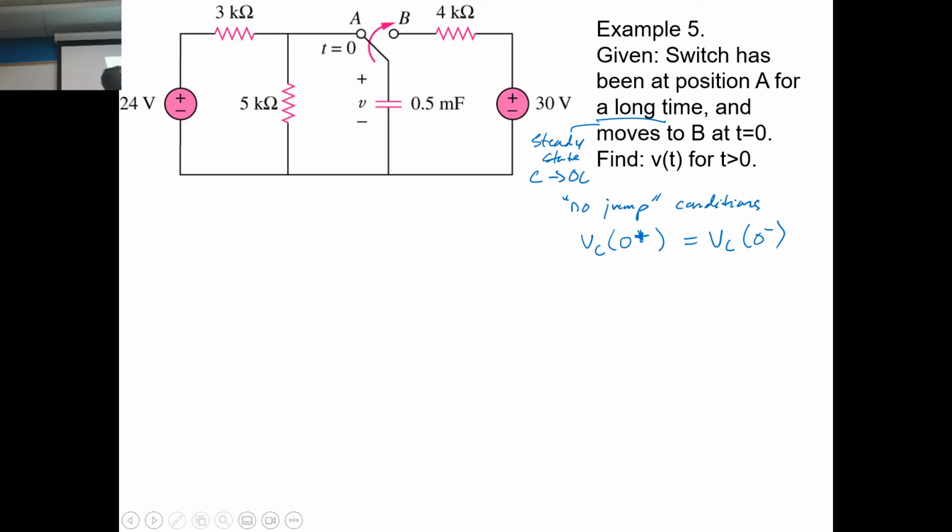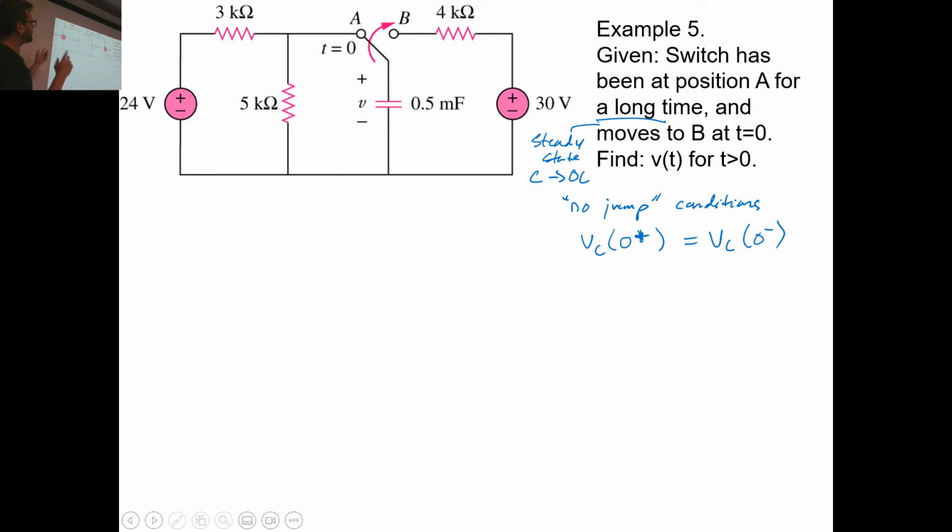So we know that vC(0-) has some non-zero value, it's charged up to something. vC(0+) has to be whatever that is, yeah? So when we switch from A to B, it's starting out at some value, and it's going to charge up to some new value. Now let's look at where it's going to go. Is it going to go up or is it going to go down?